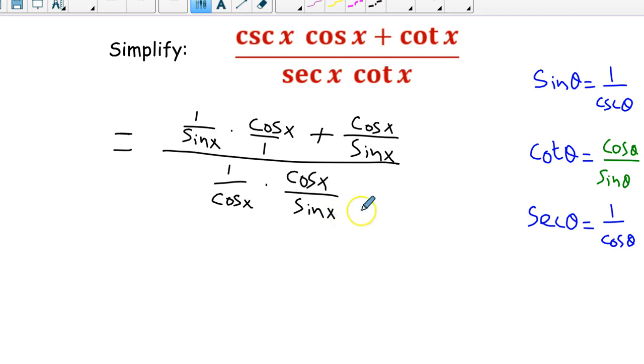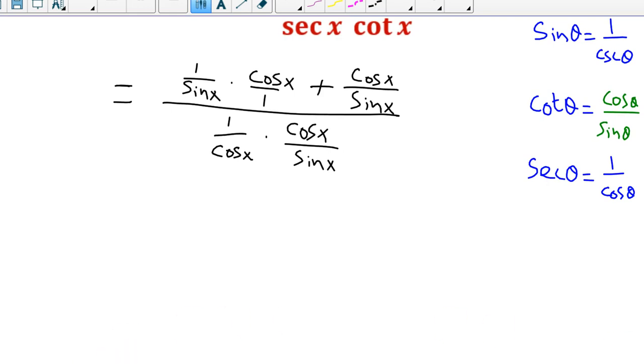So what did we do in this step? Just made use of those identities. Cosecant is written as 1 over sine, cotangent is written as cosine x over sine x, and secant replaced here with 1 over cosine, cotangent also handled. Then what do you have? This becomes again equal to a big division. 1 times cosine x is cosine x only.